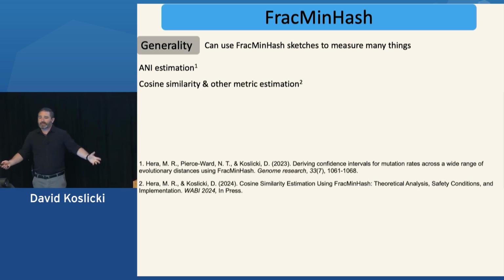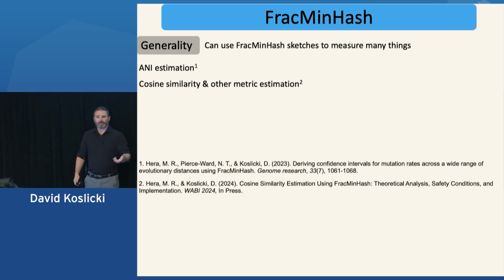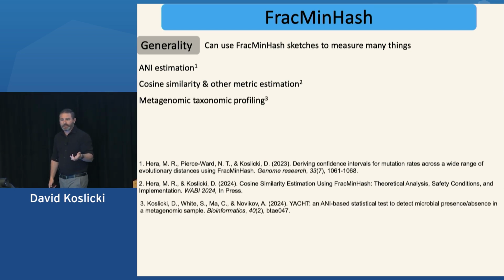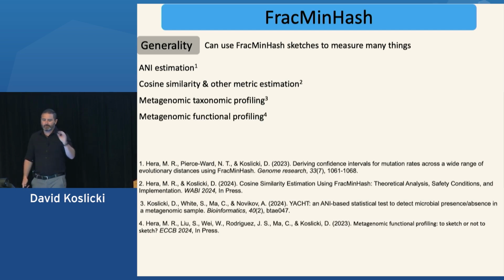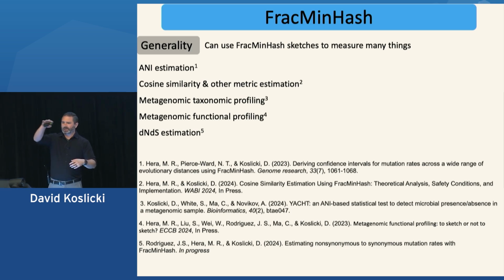But it allows you to do things like other metrics. Cosine similarity, Manhattan distance, stuff like this can also be estimated with FracMinHash sketches. You can do metagenomic taxonomic profiling, functional profiling. You can estimate dN/dS. So dN/dS, you might know, is the ratio of non-synonymous versus synonymous mutations. It gives you an idea of evolutionary pressure, if it's positive, negative, or neutral selection. You can estimate those things using FracMinHash sketches.